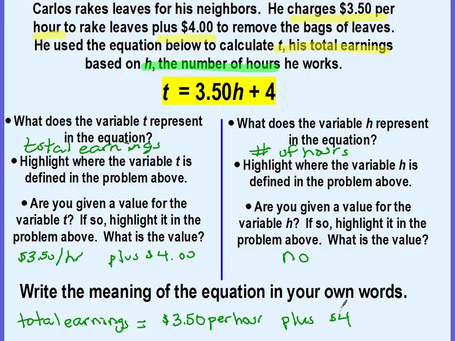Again, it's important to know what it is you're looking for, the total earnings. That's what we're looking for. That's our independent, I'm sorry, that's our dependent. And it's all going to depend on the number of hours, H, that he works. The more hours he works, the higher his total earnings will be.